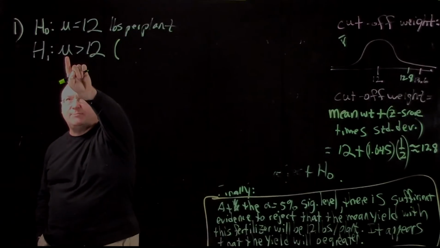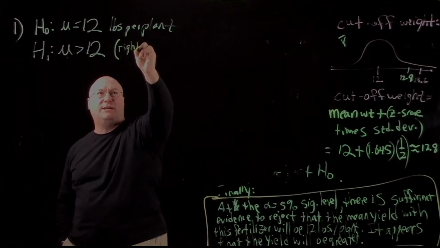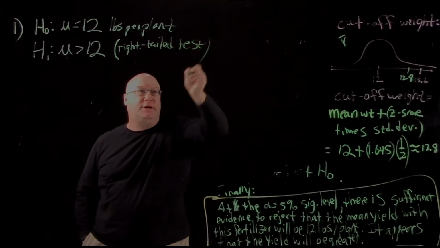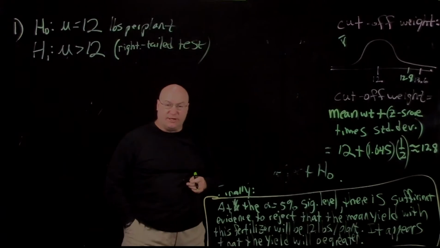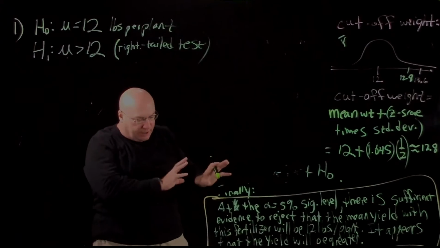If I'm thinking that the population mean is actually bigger, this is what we call a right-tailed test, which should make sense to you because we already talked about that. So it's good to have that in mind so I know when I draw the picture, I'm going to be looking off to the right.